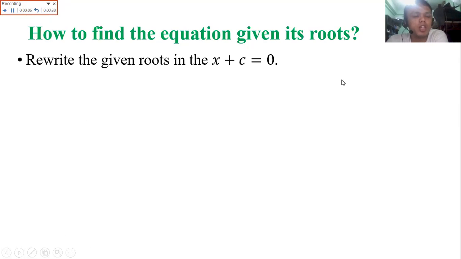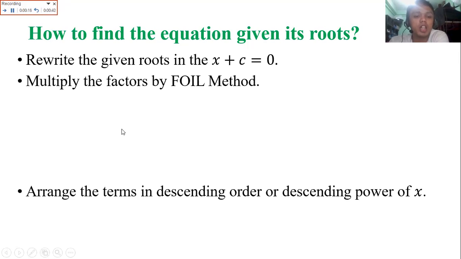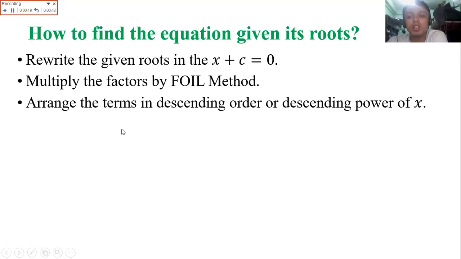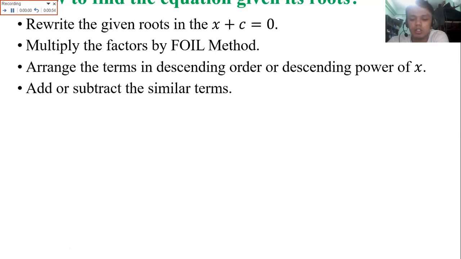So here, rewrite the given roots in x plus c equal to 0 form. So i-rewrite natin sila sa ganitong form. And then multiply the factors by FOIL method. Then arrange the terms in descending order or descending power of x. Ibig sabihin may pinakamataas na degree o yung exponent, yun ang nasa unahan. Then add or subtract the similar terms.